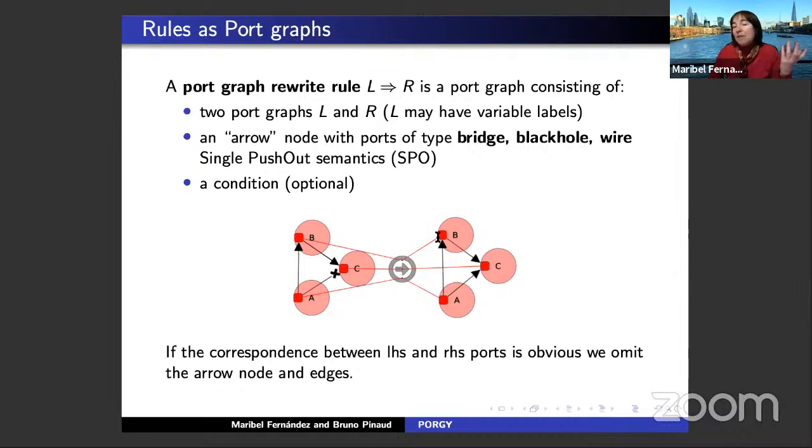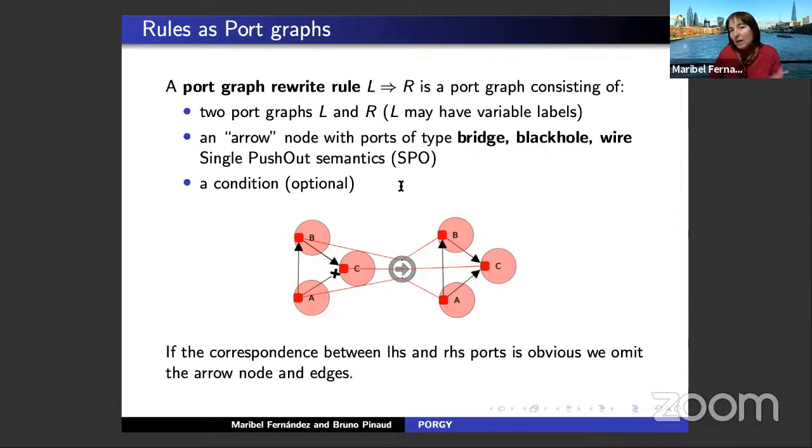We call these bridges in the terminology in PORGY. The arrow node can have bridge ports like these ones. It could also have what we call a black hole, which is an explicit way of indicating which ports will not survive, so the edges connected to those ports will not survive. So for example, if we do not want to keep edges connected to this port after rewriting, we can connect this port to a black hole in the arrow node.